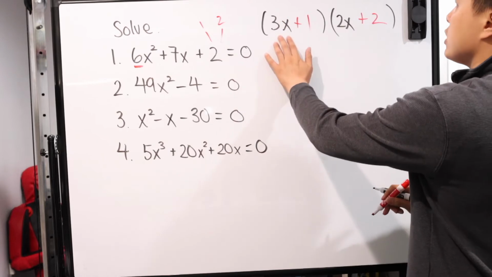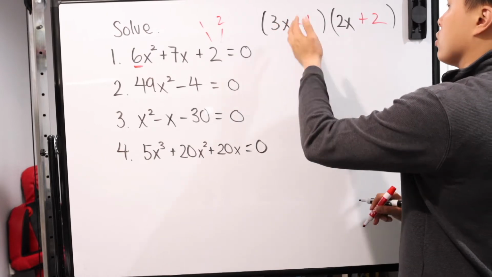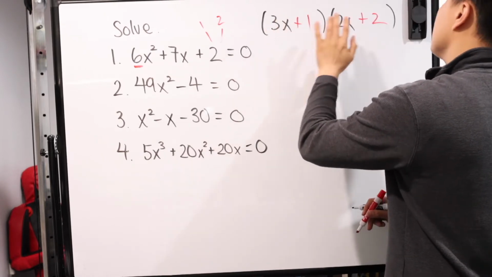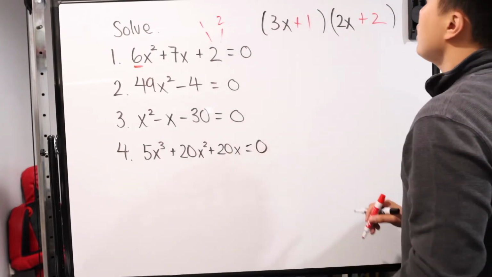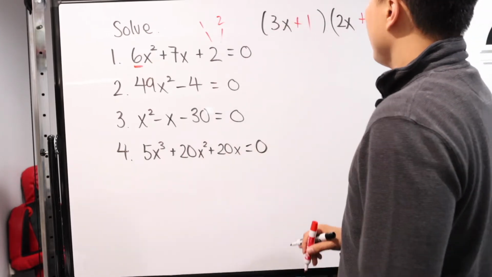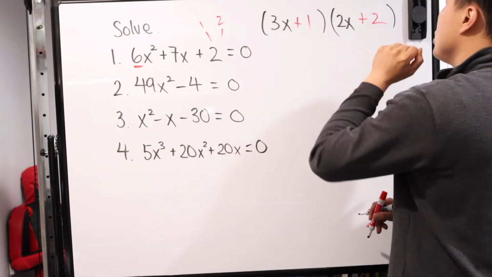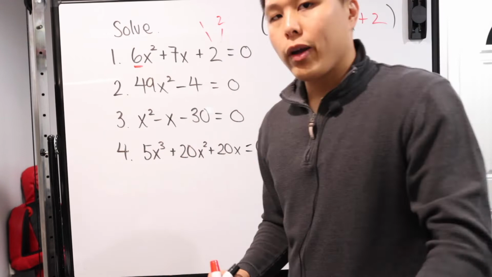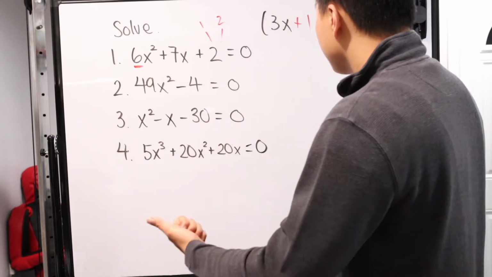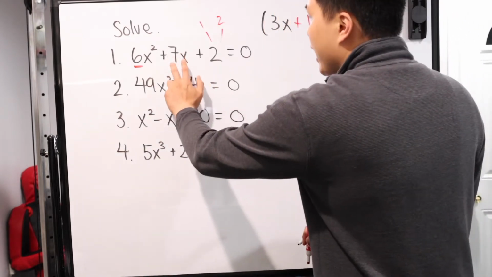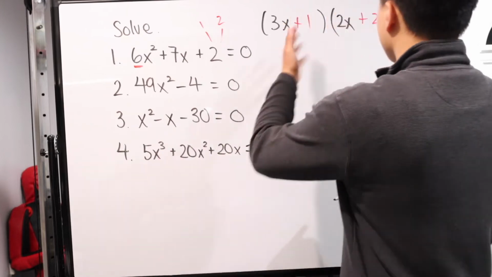Well, in that case, we have 6x squared, because we have 3x times 2x. We're distributing. Well, that's 6x squared, and then we have our 3x times 2, that's 6x, 1 times 2x, that's 2x. Now we have a problem, because guess what? We have a 6x and a 2x that add together to 8x, not 7x. Well, okay, that probably doesn't work.